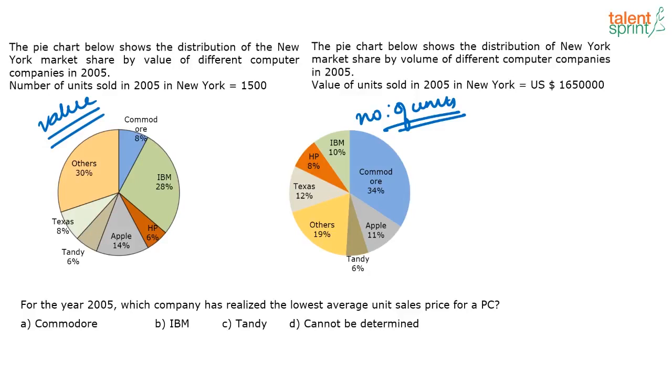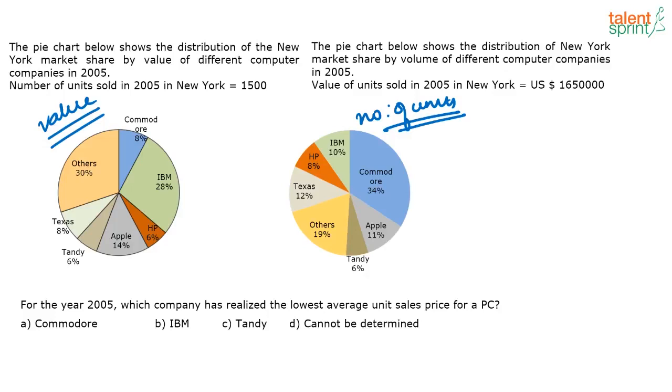See, what is average unit sale? Average unit sale is nothing but you will have to find out the value of units sold by that company divided by the number of units it has sold, correct? So actually, how will you go about solving this question? You will have to find out the average unit sales price for each company and then say which has the lowest average unit sales price.